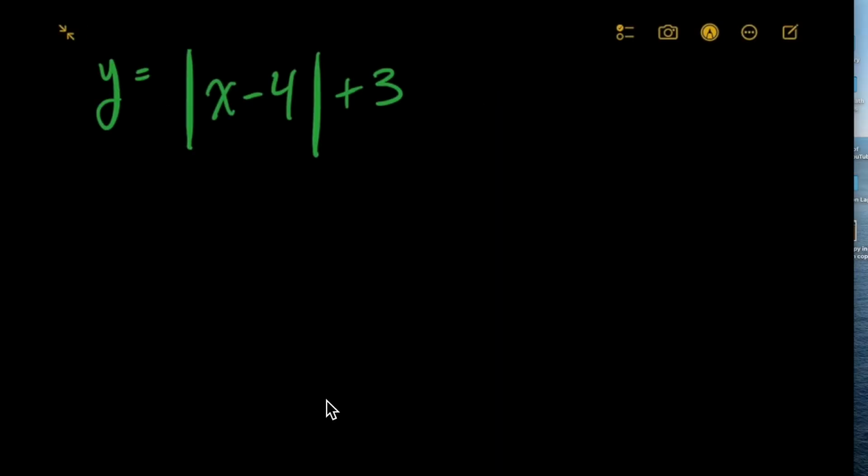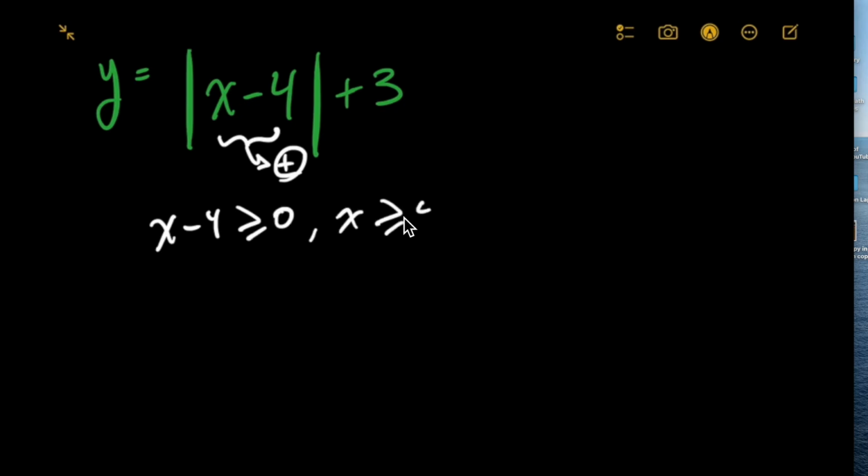In this next example, we're going to ignore this portion right here, or I should say it's just going to come along for the ride. So let's first set this to a positive value. x minus 4 is greater than or equal to 0. x is greater than or equal to 4.